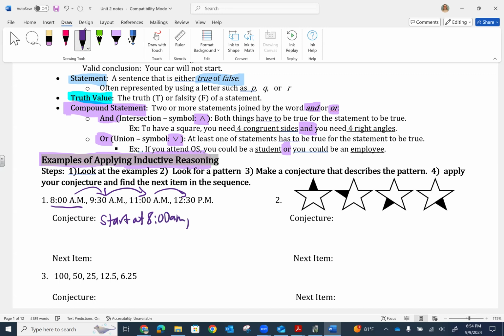Because we don't know, this might be you get paid every time this happens, or this might be you switch hours every time this happens. So it starts at 8, we know. We don't know if it goes before that, but it starts at 8. Then add 1 hour, 30 minutes each time. Okay, so that would be your conjecture. Notice this is a pattern. We're not proving anything, we're just noticing that's what's happening. So if this pattern continues, your next item would be 2 p.m.